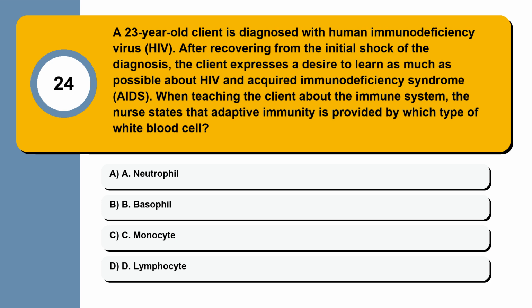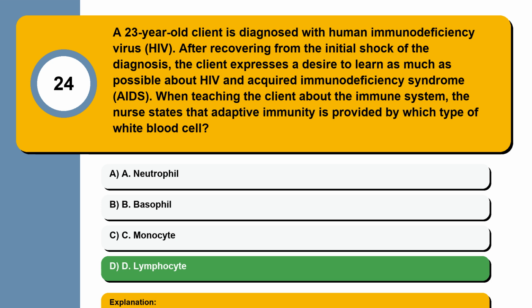Question 24. A 23-year-old client is diagnosed with human immunodeficiency virus, HIV. After recovering from the initial shock of the diagnosis, the client expresses a desire to learn as much as possible about HIV and acquired immunodeficiency syndrome, AIDS. When teaching the client about the immune system, the nurse states that adaptive immunity is provided by which type of white blood cell? A. Neutrophil. B. Basophil. C. Monocyte. D. Lymphocyte. Lymphocytes, B cells and T cells, are the primary cells responsible for the adaptive, specific, immune response.